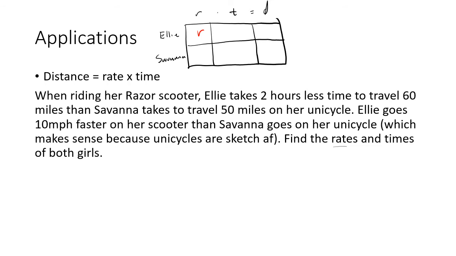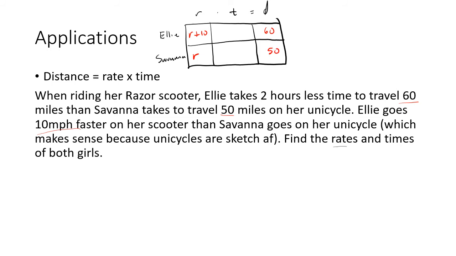Okay, let's say Savannah's rate is R. It says that Ellie rides 10 miles per hour faster than Savannah, so R plus 10. Let's look at their distances. We have information about distance. Ellie goes 60 miles, and Savannah goes 50 miles.